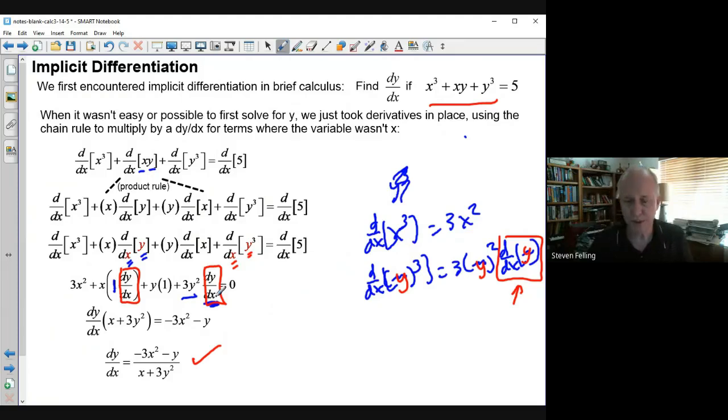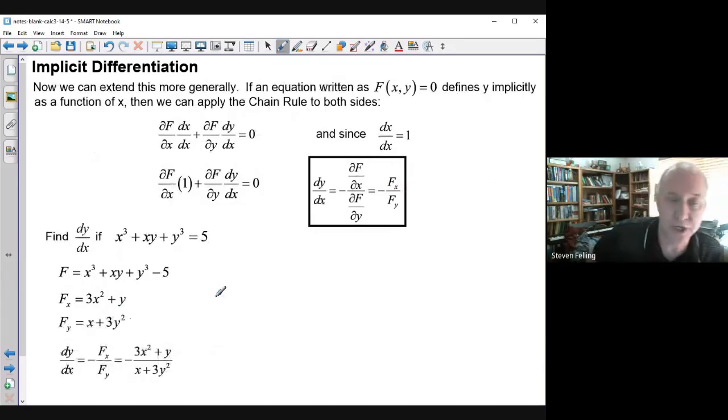Okay, so that's implicit differentiation as we knew it from all the way back in brief calculus. But we can extend this idea more generally if we use a slightly different form. So we'll rework this problem using this new form, and then I'll show you how it's extended. If instead you take everything in the expression you're given and move it all to the left side and call it the function f, which is a function of, say, x and y, equals 0, and that is implicitly defining a relationship between the variables, then you can apply the chain rule this way.